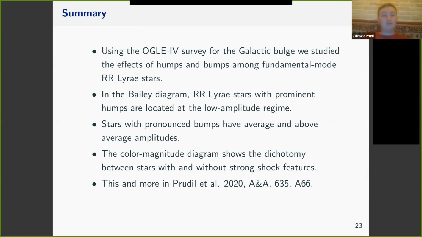In the Bailey diagram, these stars show prominence for the hump, and they are located in the lower amplitude regime, while the stars with prominent bump regimes have average and above average amplitudes. In the color-magnitude diagram, we see some sort of a dichotomy, but unless we start using a different source of distances, we cannot be actually sure.